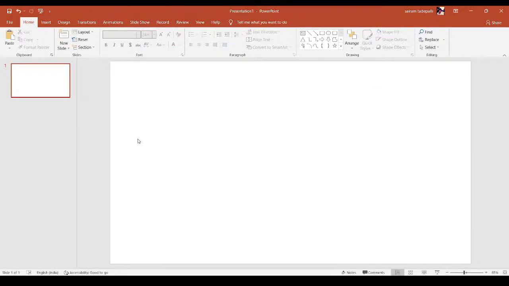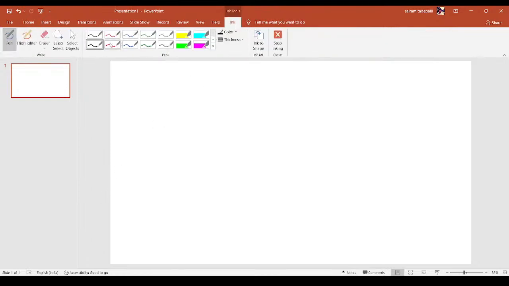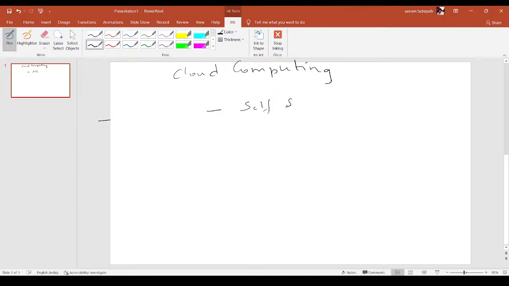So our topic here is cloud computing: what are the different cloud service providers available, and what are the things we need to learn from each and every cloud service provider. Before going into that, what is cloud computing? Basically, cloud computing is the concept of self-service, on demand, and pay as you go.